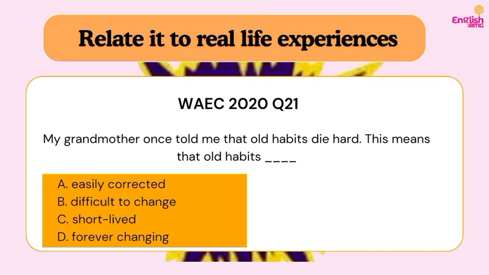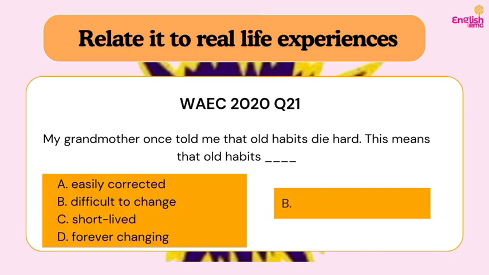So you can't say that it is forever changing because that means that it is easy to change. The same thing, short-lived also means that it is easy to correct. Do you understand? A also means that it is easy to correct. So the only option that interprets this question is what? Difficult to change. Old habits are difficult to change. And that is why our answer will be what? B, difficult to change. That is, my grandmother once told me that old habits are difficult to change. So that's the meaning of this idiom in this context.